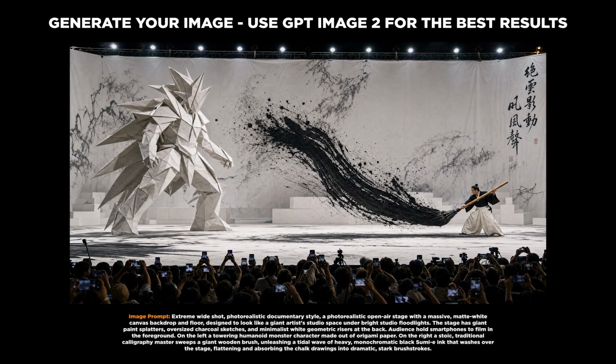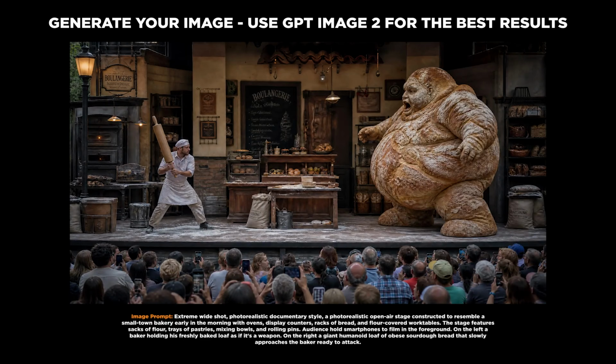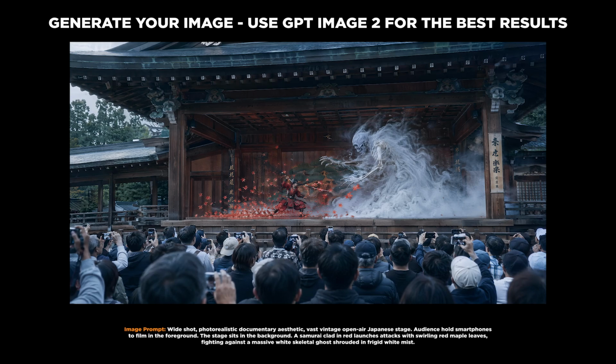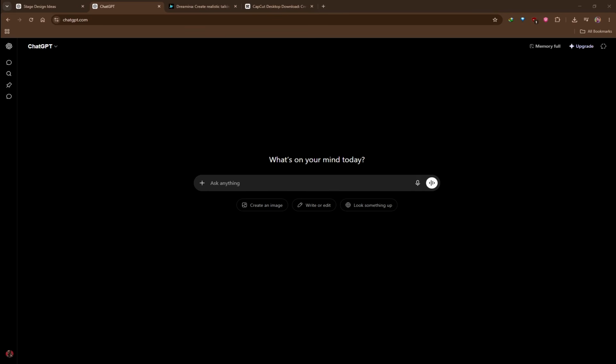So the first thing that we want to do is generate an image, and you'll notice that these images are basically from our perspective. It's as if we are in the audience because we see some other audience members in the foreground. They are holding up their cell phones and they are recording this incredible scene that's taking place on the stage. So we can come up with all sorts of incredible ideas, but from testing I've noticed that the image generator that gives you the best results for these types of images is going to be GPT Image 2.